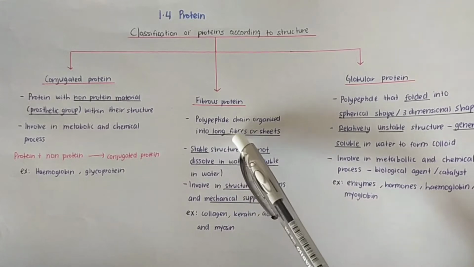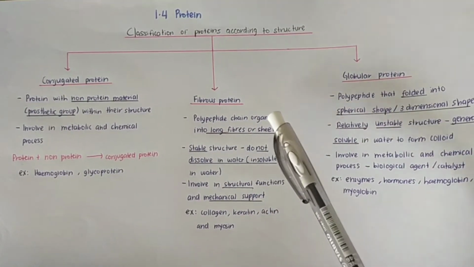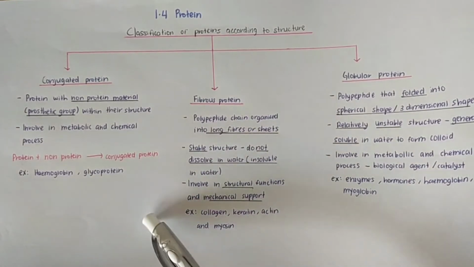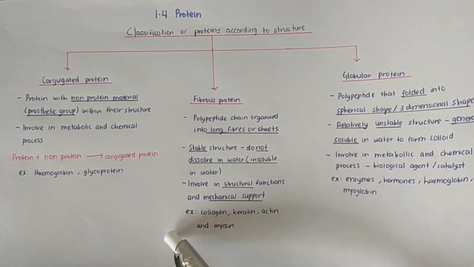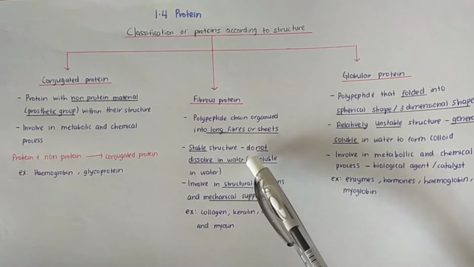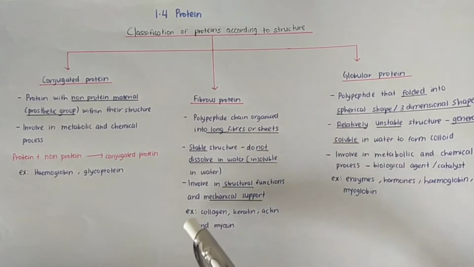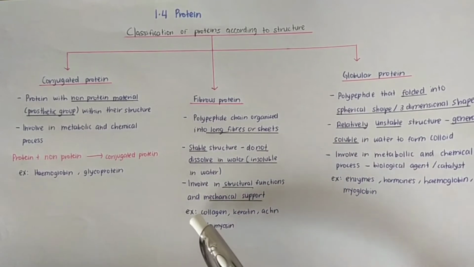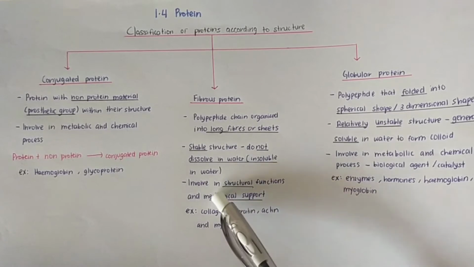It is the polypeptide chain organized into long fiber or sheet. So the structure of the fibrous protein is in long fiber of polypeptide chain or sheet. Maksudnya structure dia adalah memanjang. And then it is a stable structure, which means it does not dissolve in water, or we call it insoluble in water. And fibrous protein is involved in structural function and also mechanical support.